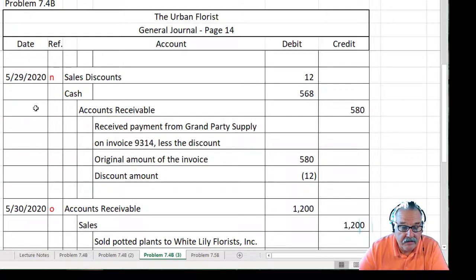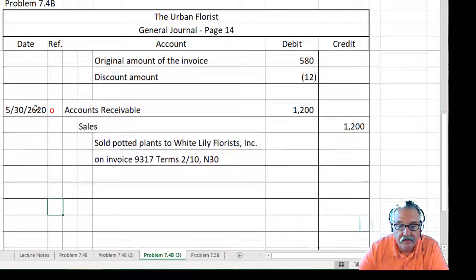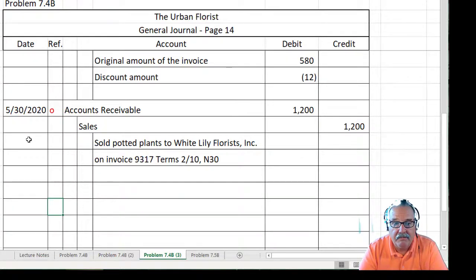And then the last transaction is another sale. This is to White Lily Florist. This is on the 30th of May. Debit accounts receivable, $1,200. And credit sales for $1,200 for a sale to White Lily Florists. So that's the transactions in this problem.